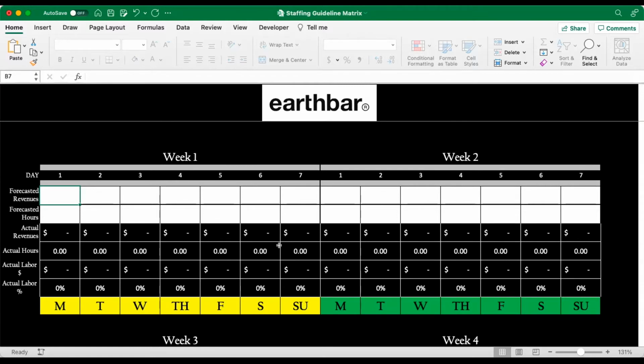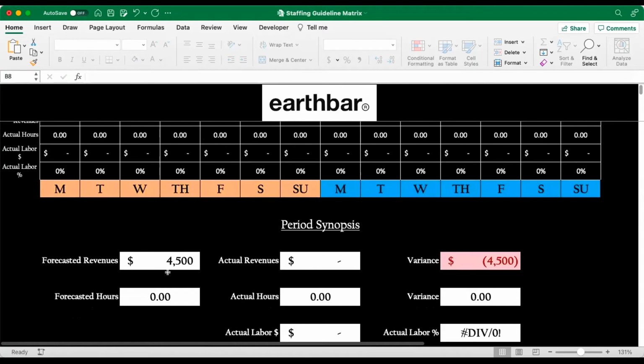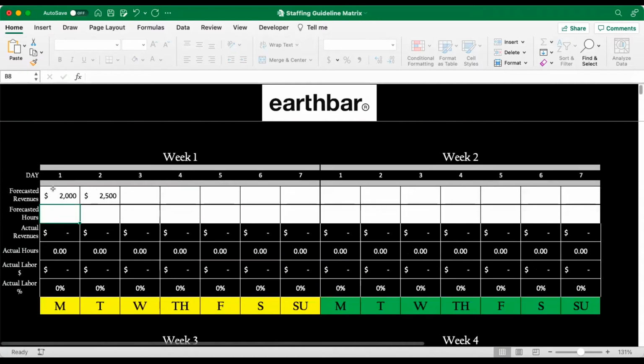Let's hypothetically say you have a $2,000 projection here and a $2,500 projection here. Down here you'll see that your forecasted revenue for the period is $4,500. I've only got 2 days filled in, but you'll see how this works as we go along. So the first thing you do is input your forecasts.